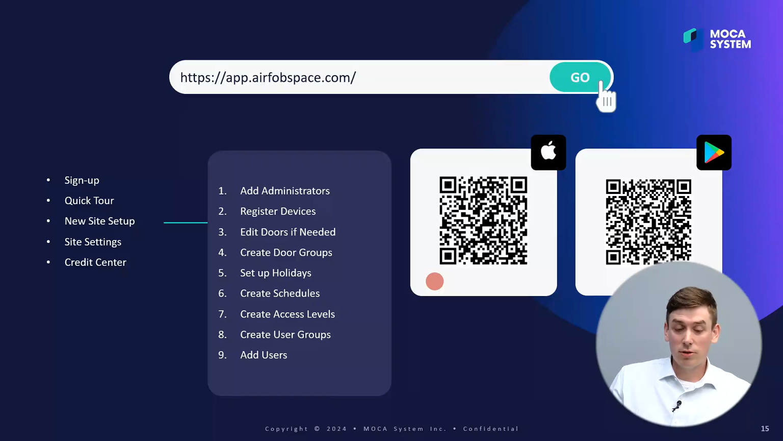To start creating your first site, you first need to add administrators, then register devices for your sites. Then you need to create doors to which you will attach registered devices. And then you will need to create door groups to categorize your doors. Once your doors and devices are set up, you will have to define your access rights. To do so, you will need to set up holidays, then create schedules and access levels within your organization. Once this is all done, you can create user groups and add your first users.